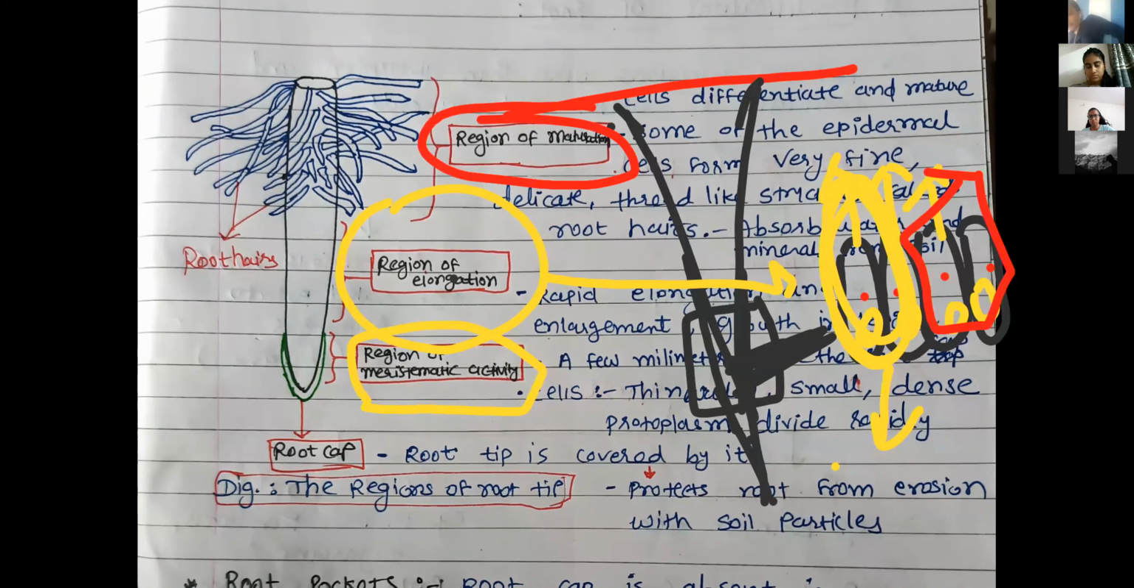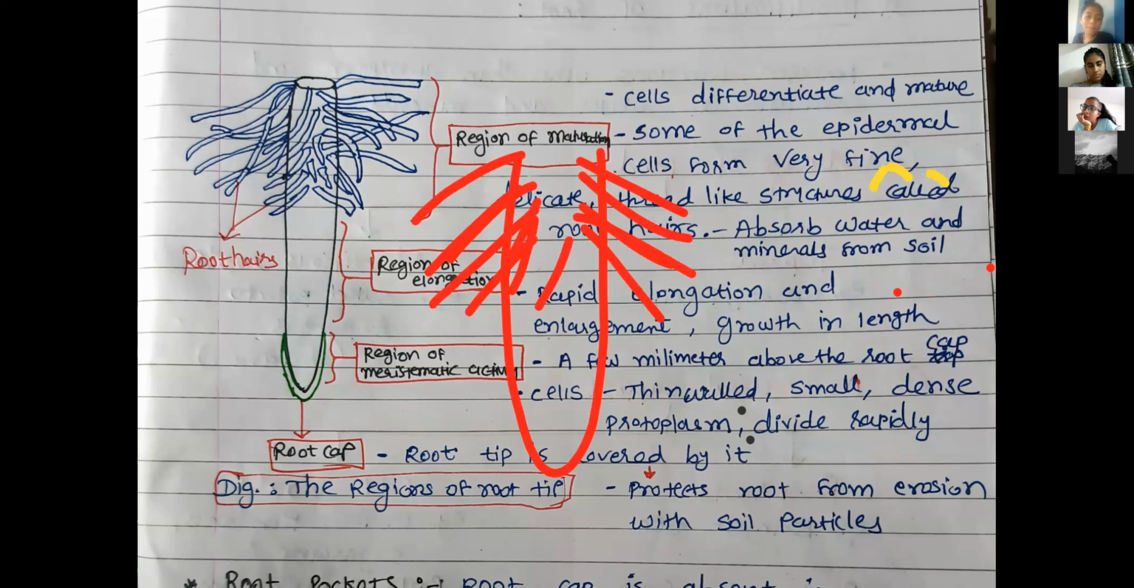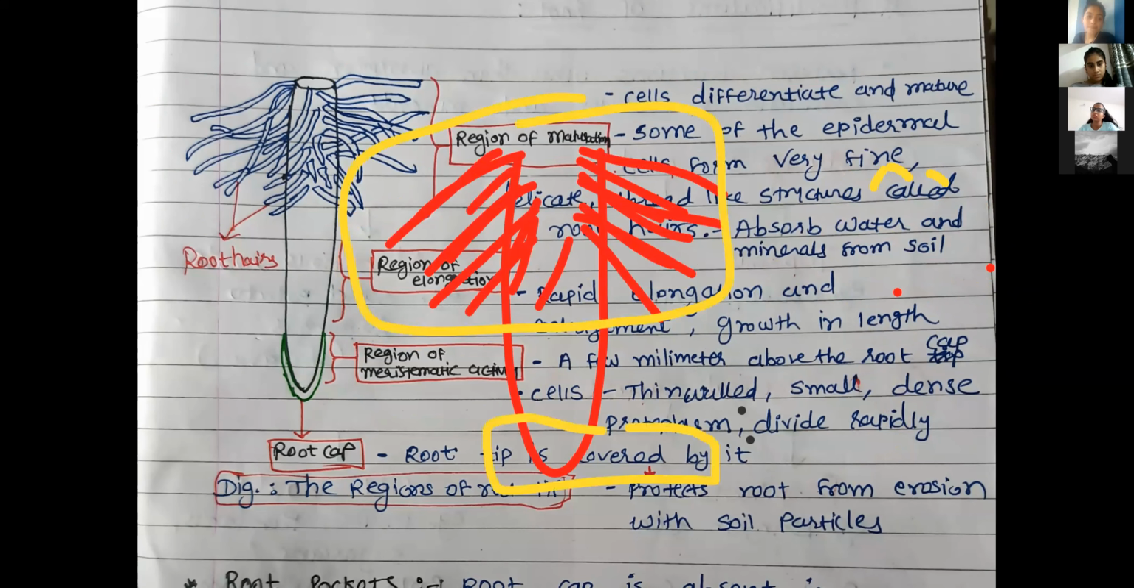Region of maturation we can identify externally by the presence of root hairs on the root system. The root hairs are present. Very thin, delicate structure. This structure is present, root hairs. That much region indicates this is the region of maturation. Tip part indicates region of meristematic activity, and in between them the zone is present that we call elongation.